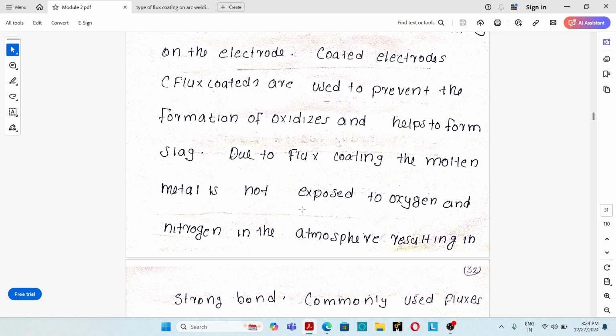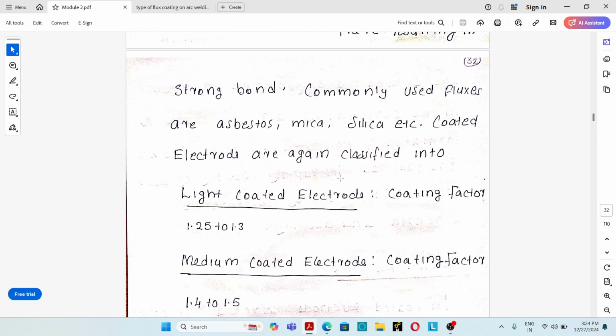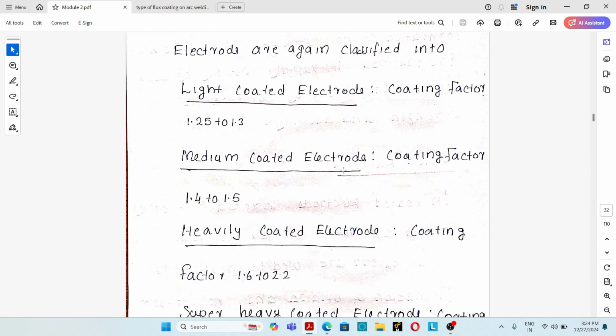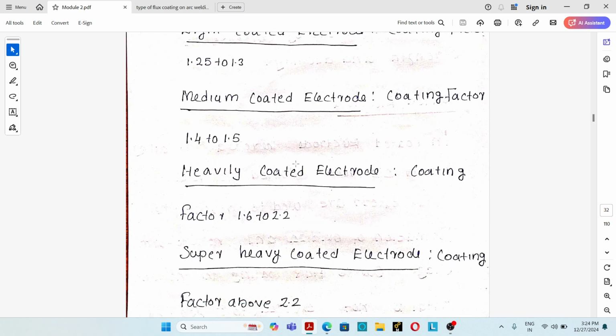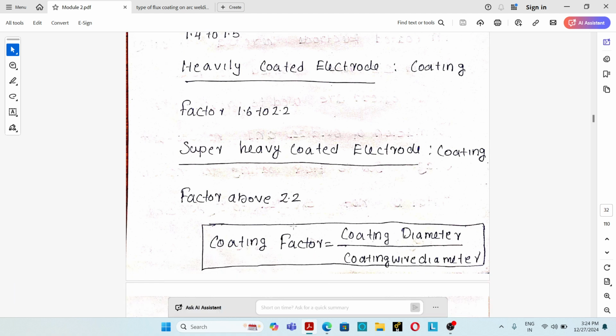Commonly used fluxes are asbestos, mica, silica, etc. These coated electrodes are again classified into four types based on coating factor: light coated electrode, medium coated electrode, heavily coated electrode, and super heavy coated electrode. This classification is based on the coating factor.